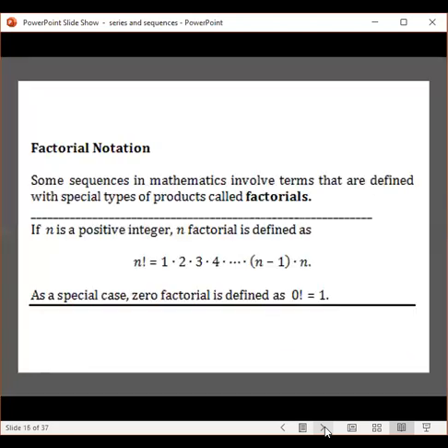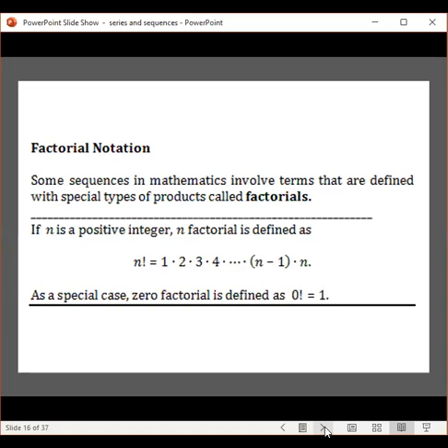Now let's proceed with the factorial notation. Let's just introduce the factorial notation because later on we will describe sequences having factorial notations. Some sequences in mathematics involve terms that are defined with a special type of product called factorials. If n is a positive integer, meaning it starts with 1, then n factorial is equal to 1 times 2 times 3 times 4 up to n.